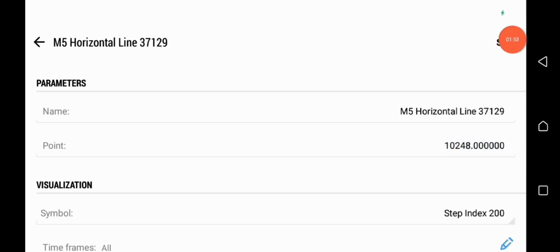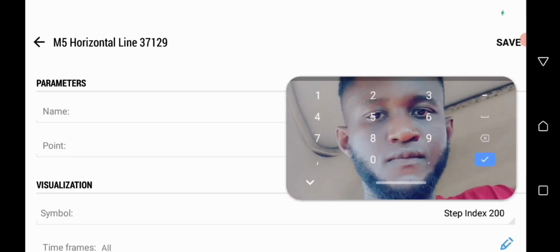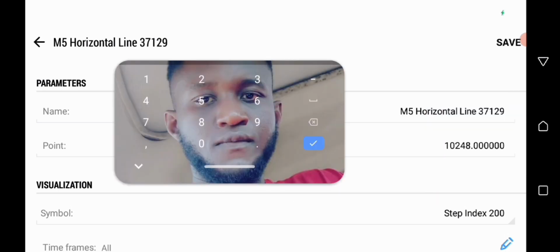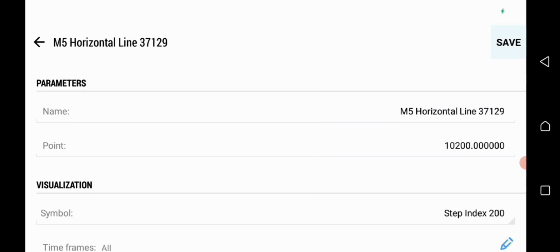So how do you make sure that the numbers are, because I told you the number has to be round numbers. So psychological level for step index, we actually count it in 50s. Like let's say this is 10,240, right? That was the number there before, but now you have to make it 10,200. All right, let me go ahead and do it so that you understand. You count it in 50s.